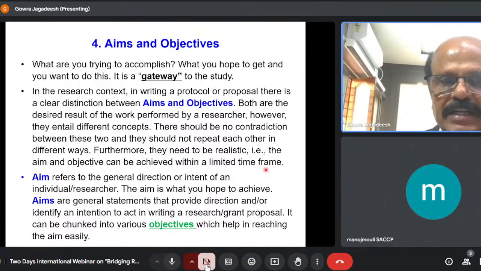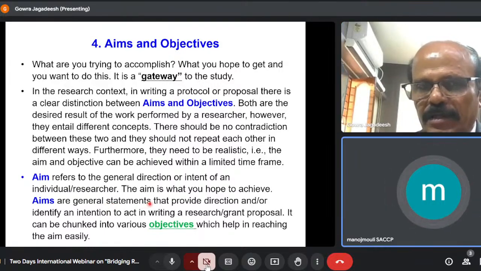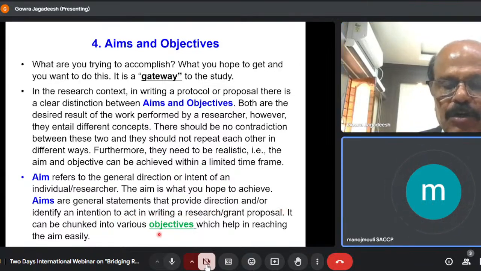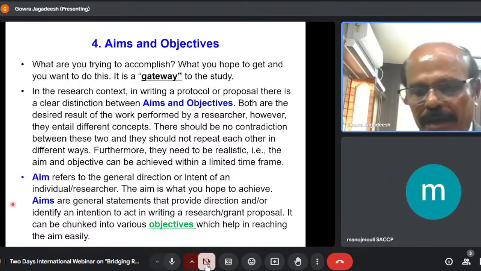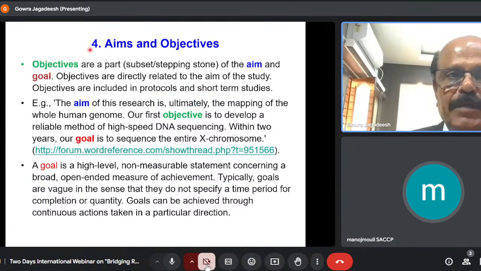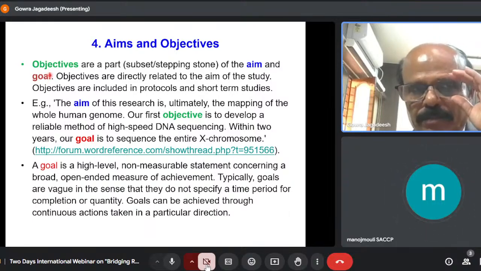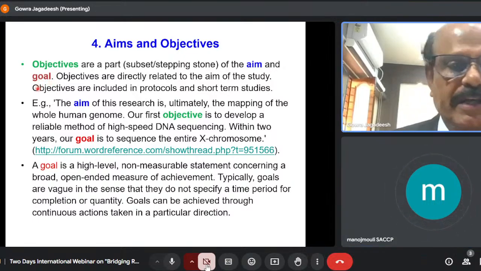The aim refers to the general direction or intent of an individual researcher. What you want to do, that is the aim. The aims are general statements that provide direction or identify an intention to act in writing a research proposal. It can be chunked into various objectives. That means objectives become a part of the aim. And see in the next slide, objectives are a part of the aim, and the goal is a non-measurable, distant one, which is not related to any of your work. It is only given by people who submit a grant proposal.